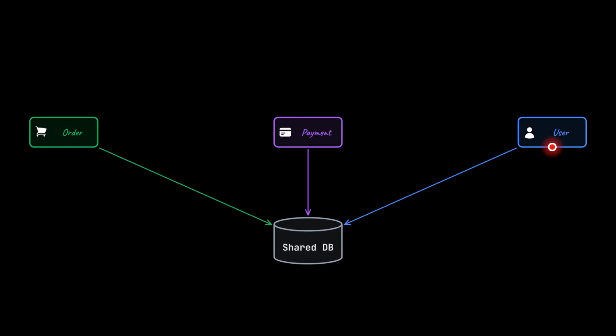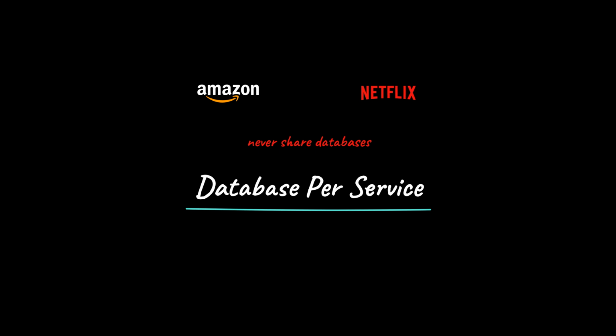But see, this is exactly what happens when multiple microservices share the same database. This is not some rare accident. This is the normal result. So in this video, I will show you why companies like Amazon and Netflix never share databases, and instead, they follow one very foundational pattern called database per service.